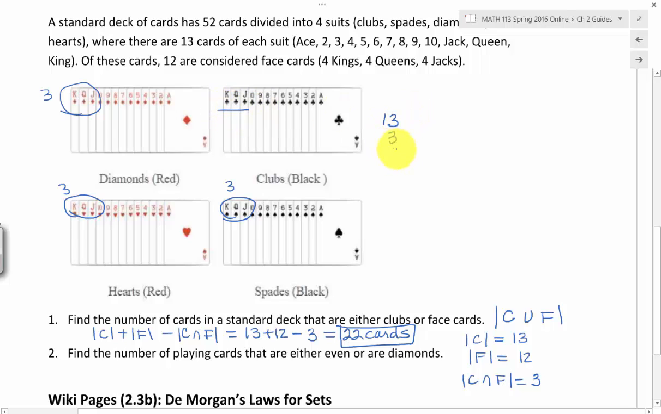And so I have 3, 3, and 3. So 3, 6, 9, 12. There's my 12. And add 13, and so I get 22. So you could sit and count each one individually and get the same number, 22, that are clubs or are face cards.